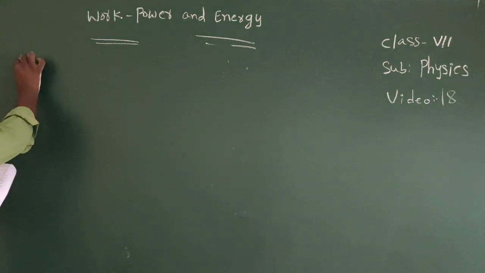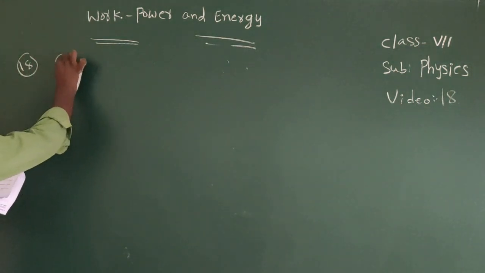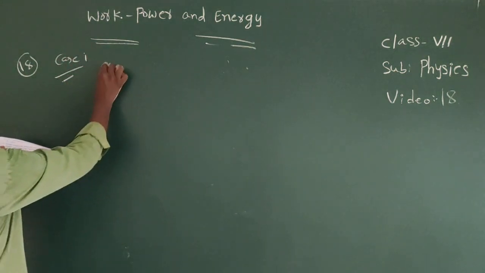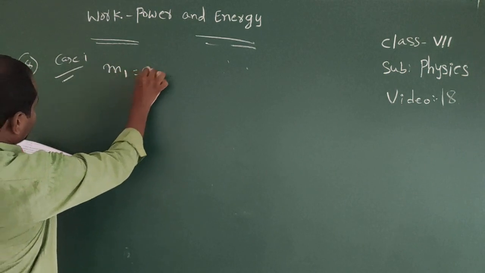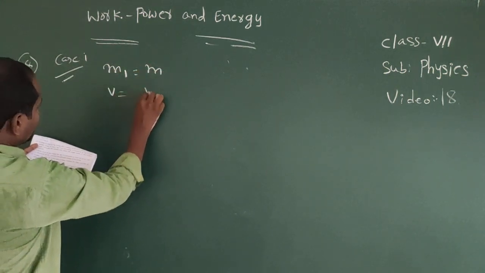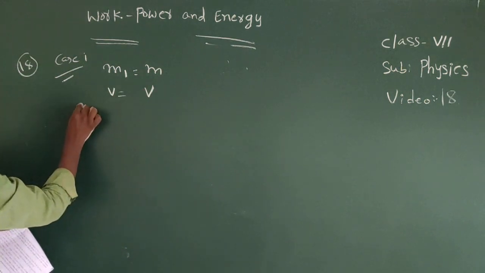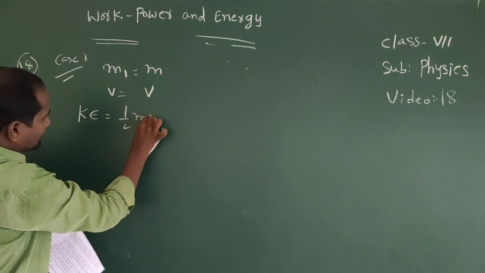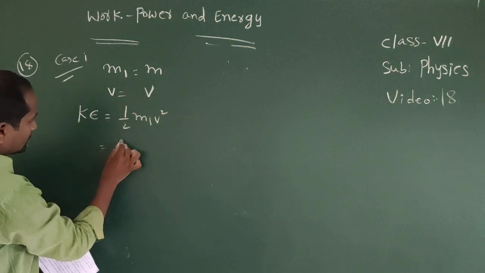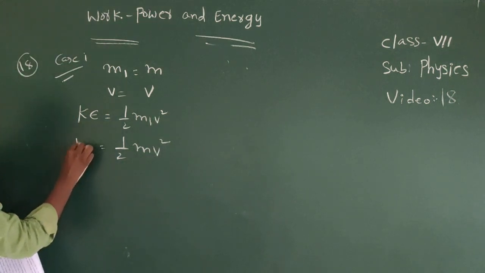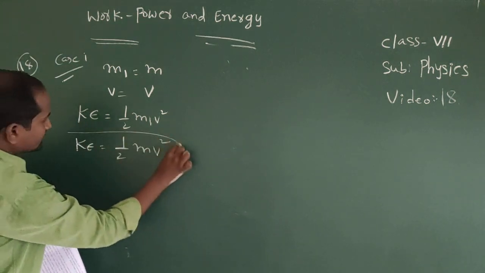In case 1, mass m1 equals m, velocity equals v. Now K equals half into m into v square. It is the kinetic energy in case 1.